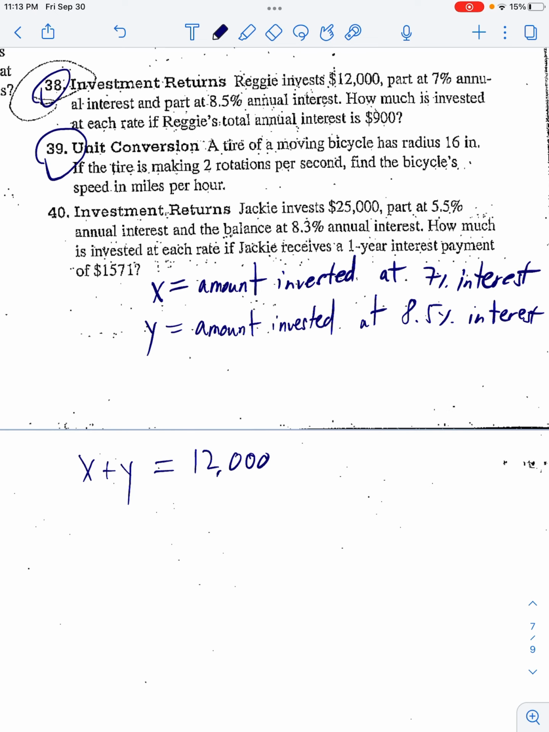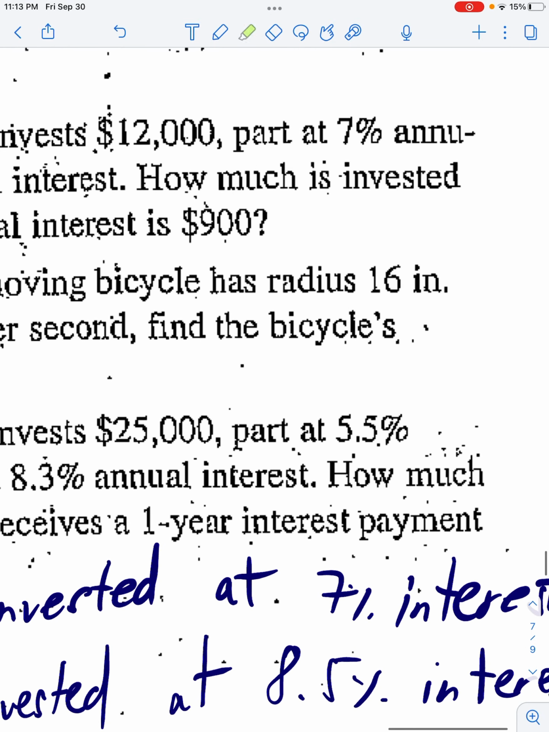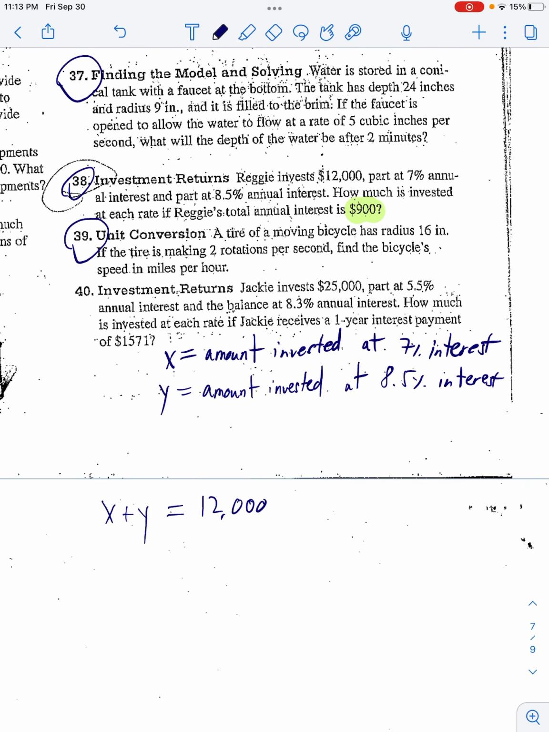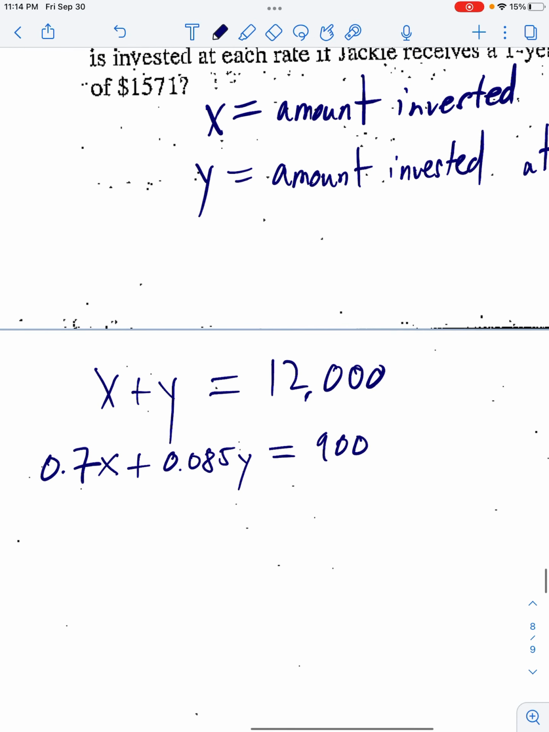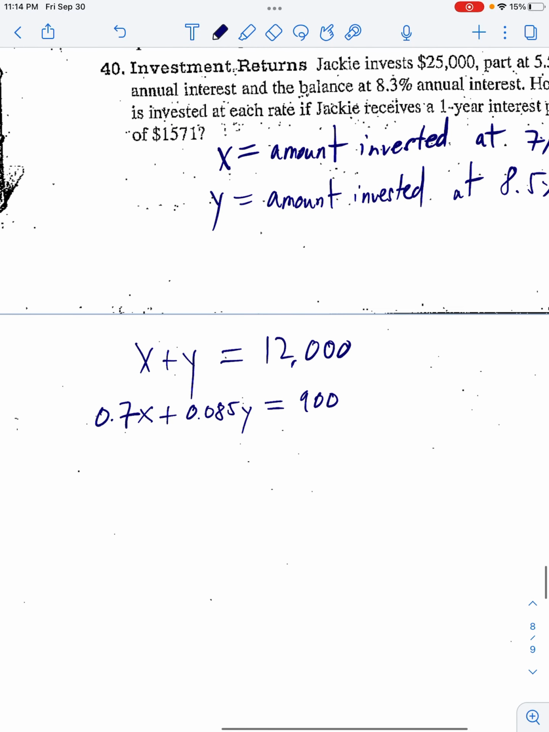Then the other equation we get: he earns $900 of total interest. He gets that from 7% of everything he invests in that 7% account plus 8.5% of everything he invests in that 8.5% account. Boom. So I now have two equations and two unknowns, so I can solve for these two unknowns.